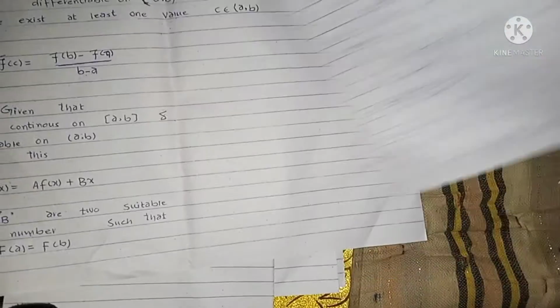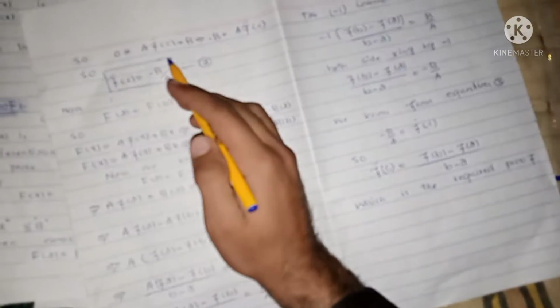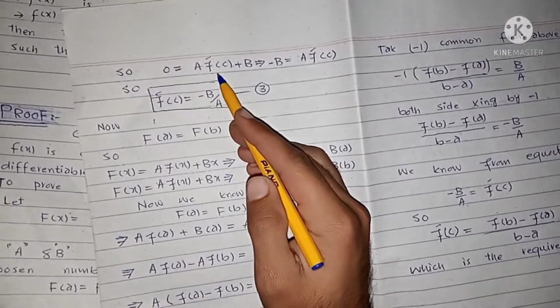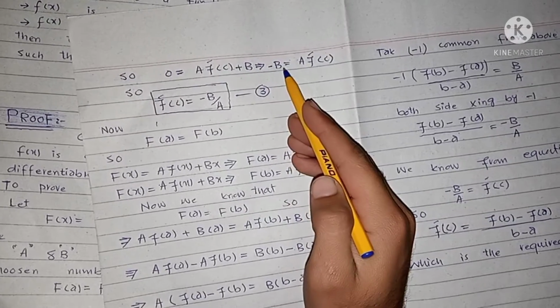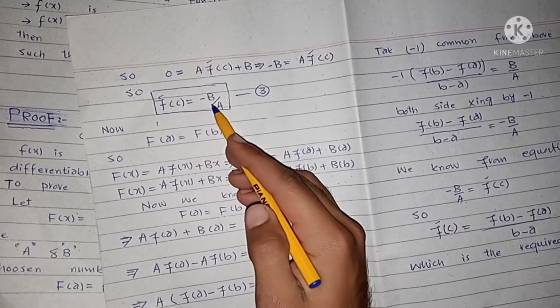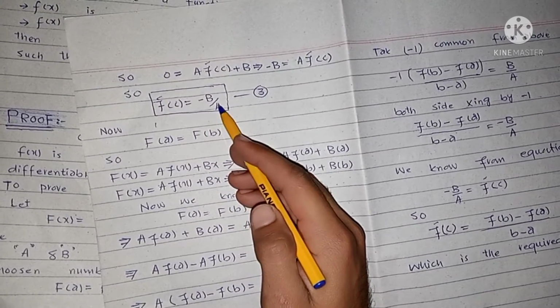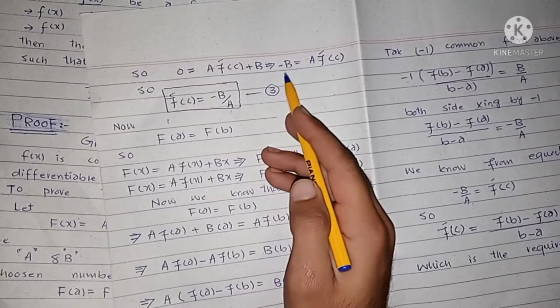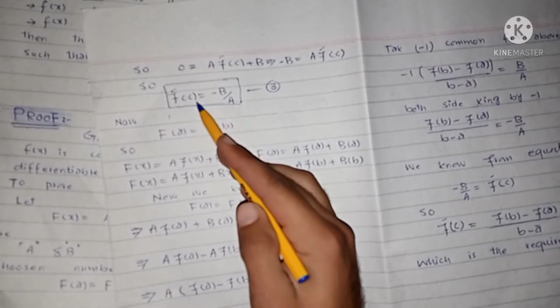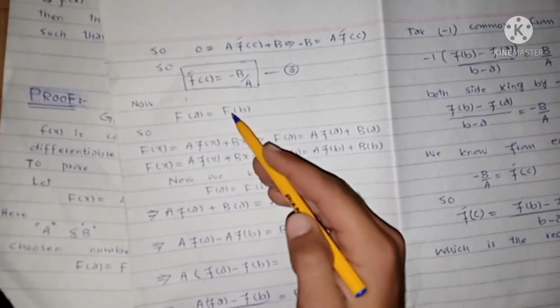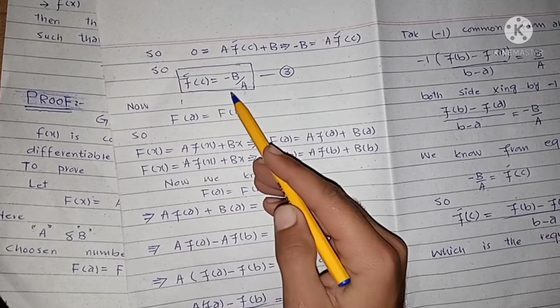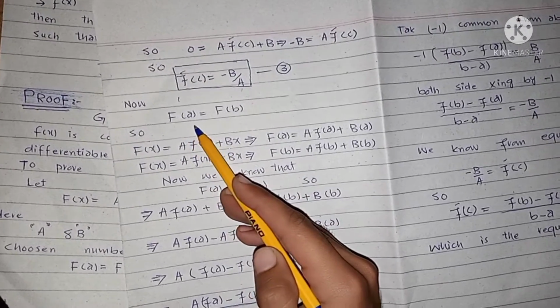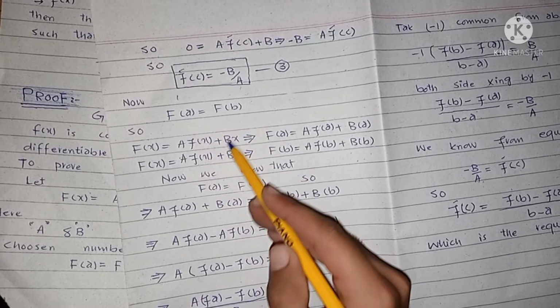So after making this 0, it will become like this: f dash of c plus b, so f dash of c equals minus b divided by a. Easily you can take it from here, very easy. Okay, now it's clear. So now we are going again towards f of a equal to f of b.